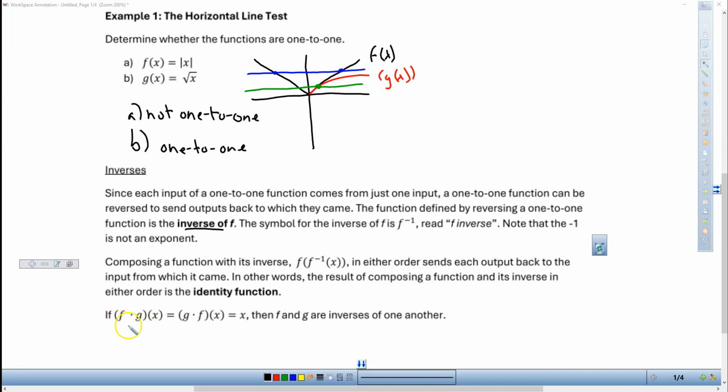Another way to think about this is if you say f composed with g of x or g composed with f of x, either way, if you plug those in and we get x as our ending value, then f and g are inverses of each other.